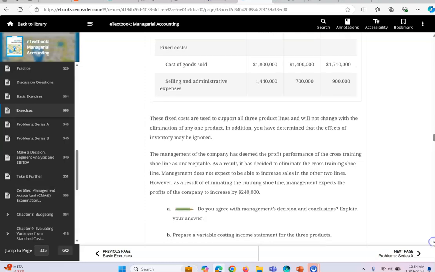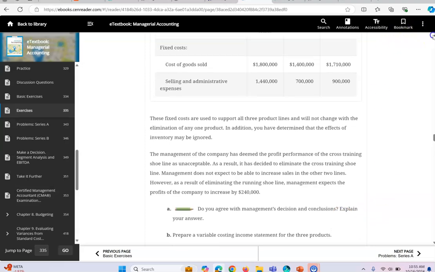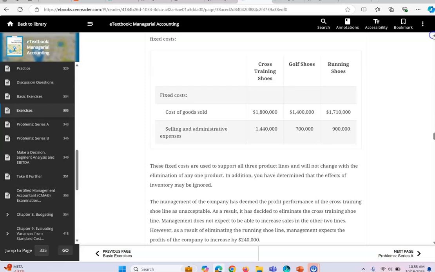The management of the company has deemed the profit performance of the cross-training shoe line is unacceptable. As a result, it's decided to eliminate cross-training. Management doesn't expect to be able to increase sales in the other 2 lines. So as a result of eliminating the line, management expects the profits of the company to increase by $240,000. Is that true? And let's look at a variable costing for this scenario. Okay?